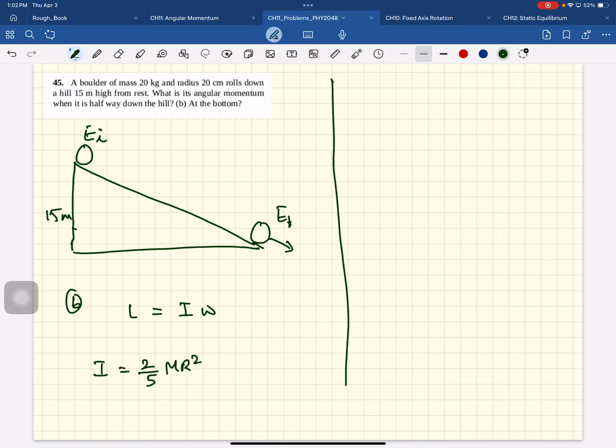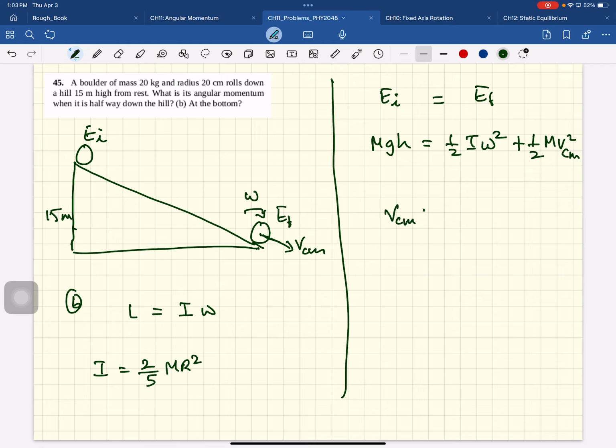So we're going to use the energy conservation principle. Initial energy is equal to final energy. Initial energy is all potential energy, mgh. And that gets converted at the bottom to rotational kinetic energy and translational kinetic energy. That's the center of mass velocity, v center of mass, and the center of mass velocity and omega are related like that.